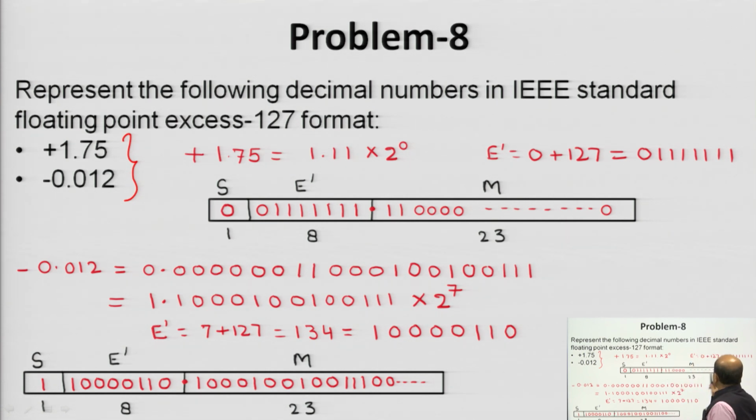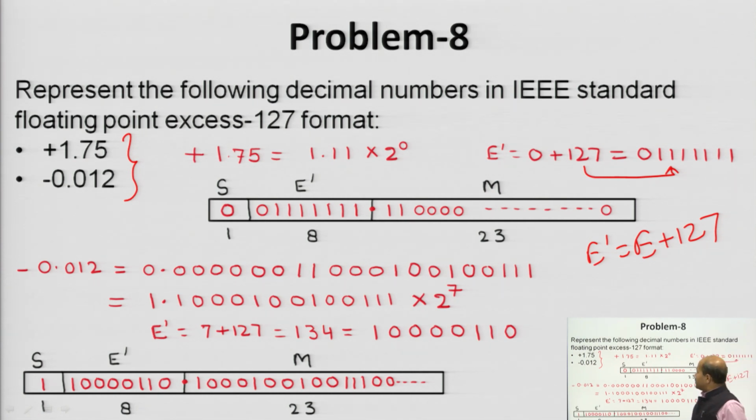In excess 127 representation, we first calculate the E dash value, because E dash equals E plus 127, which we have already discussed in the floating point representation lecture. The E value in this case is 0, so 0 will be added with 127, and its binary value is 0111 1111. In this representation, the first bit is the sign bit, which is 0 here, E dash is represented as the binary sequence, and the mantissa part is 11, and the remaining bits will be 0.